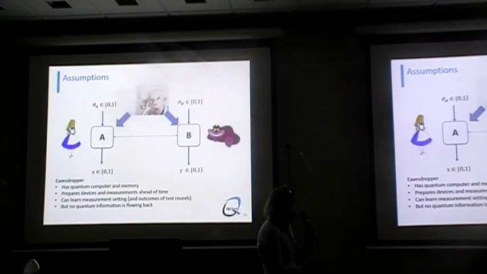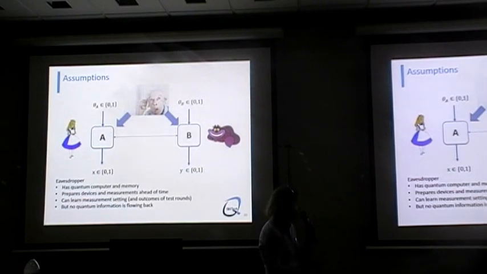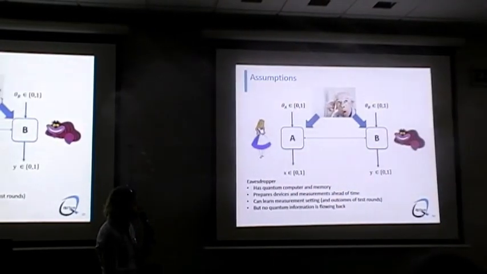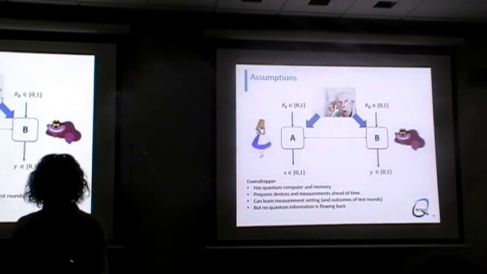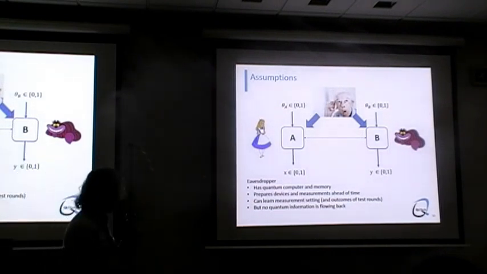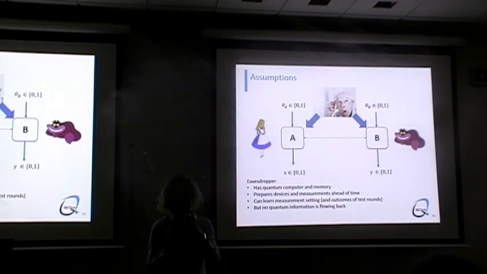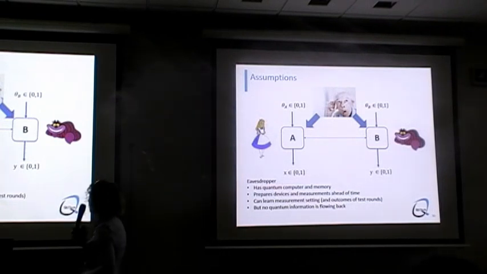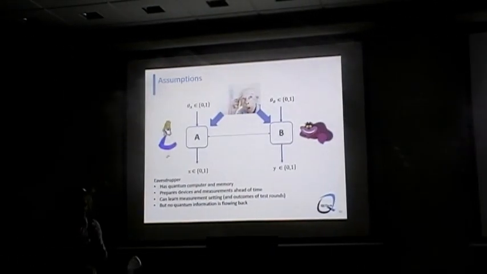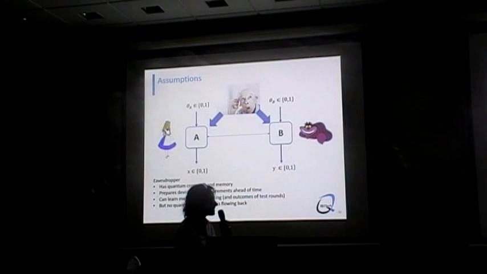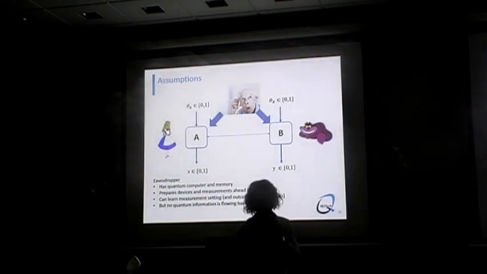I wanted to emphasize here that the eavesdropper in QKD, of course, has a quantum computer and quantum memory. He can prepare these devices and measurements ahead of time. He can learn all of the measurement settings, because Alice and Bob will communicate which bases they have used to test, they need to communicate with each other. But there's no quantum information flowing back to the eavesdropper. This is analyzed as if the eavesdropper prepares these devices, and they might even communicate with themselves quantumly in the middle, very funny models. But there's no quantum information flowing back.